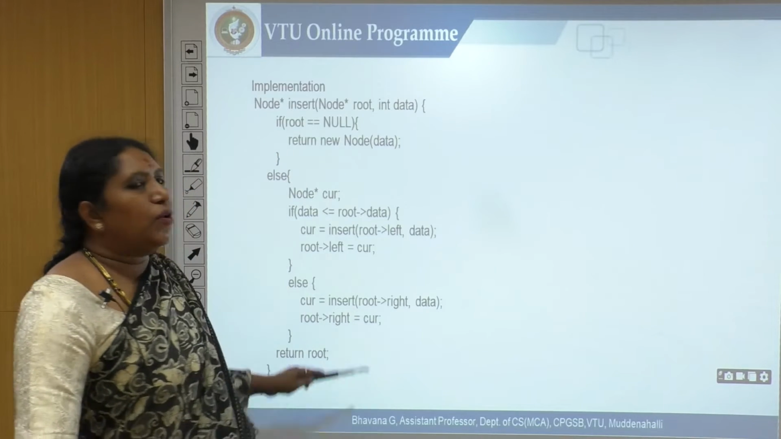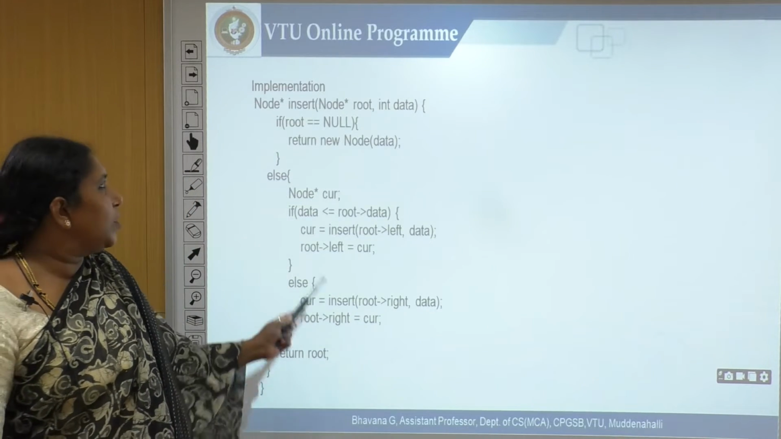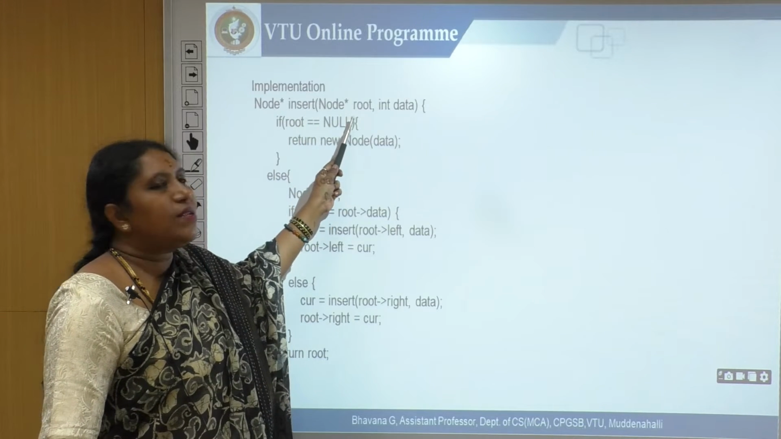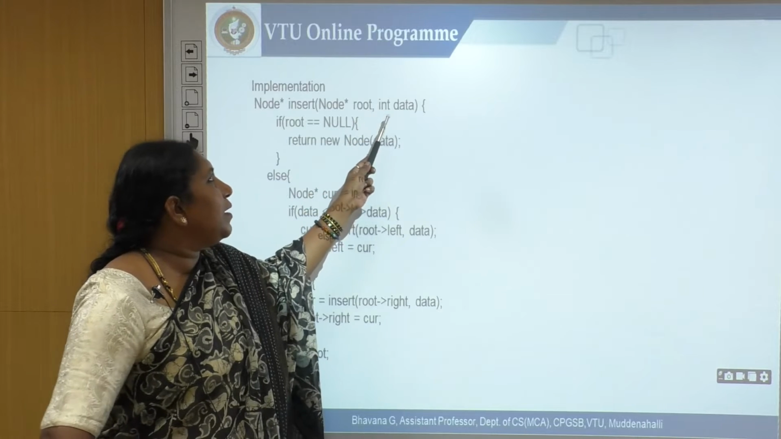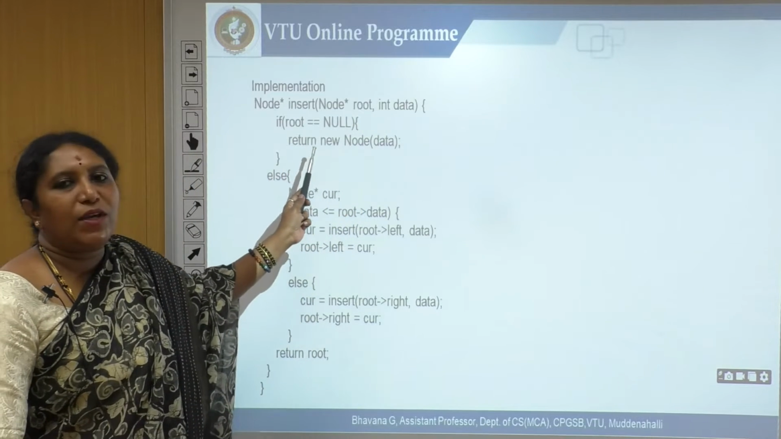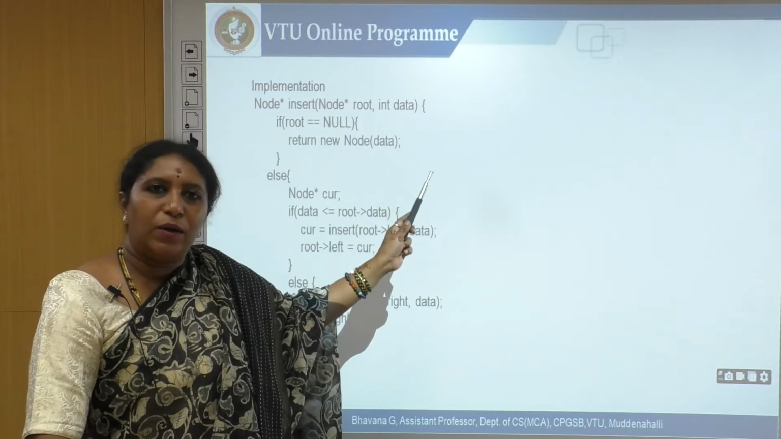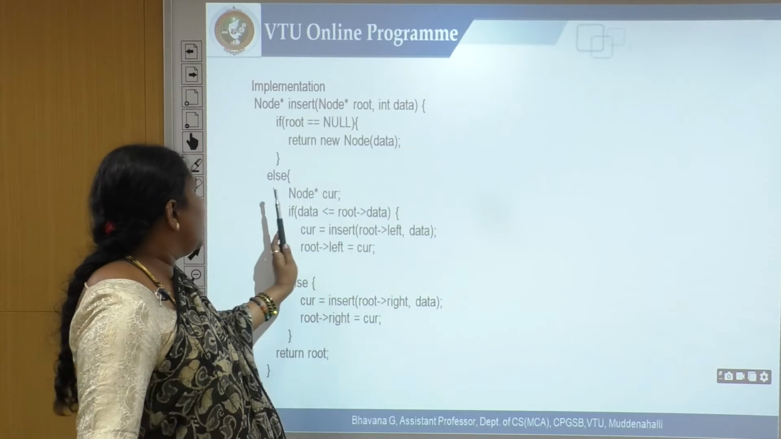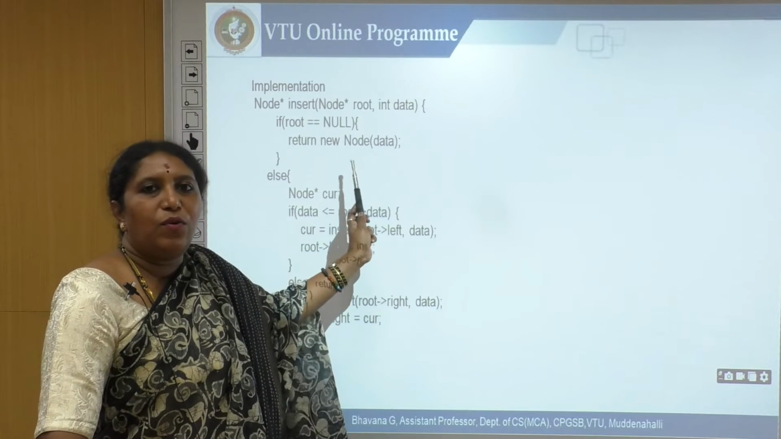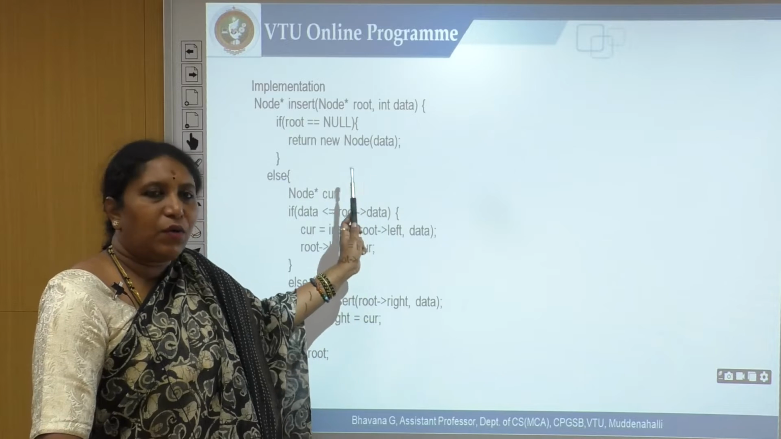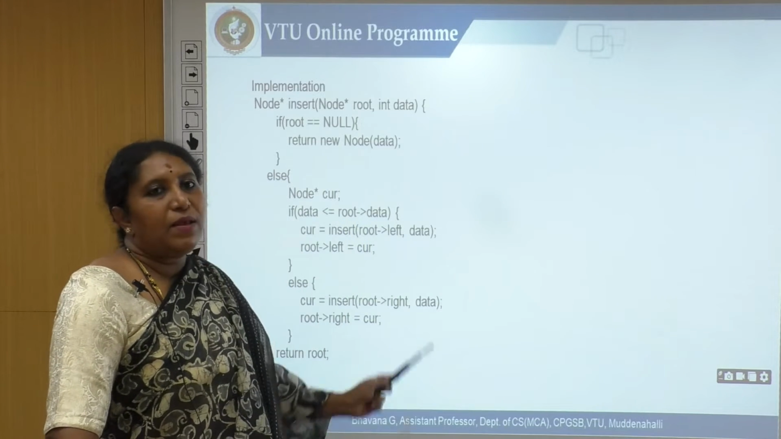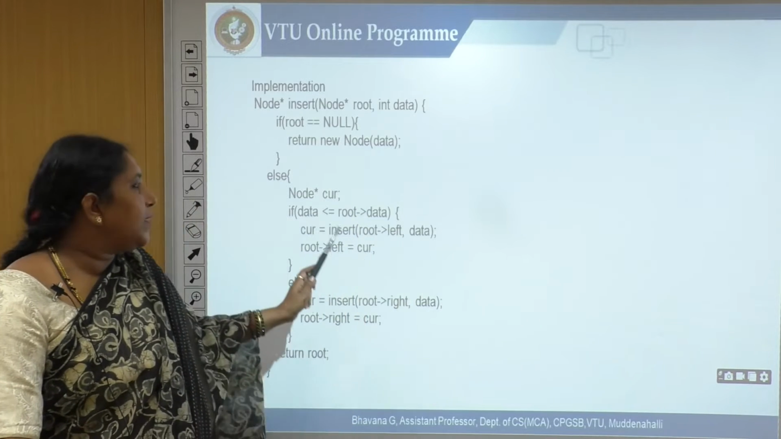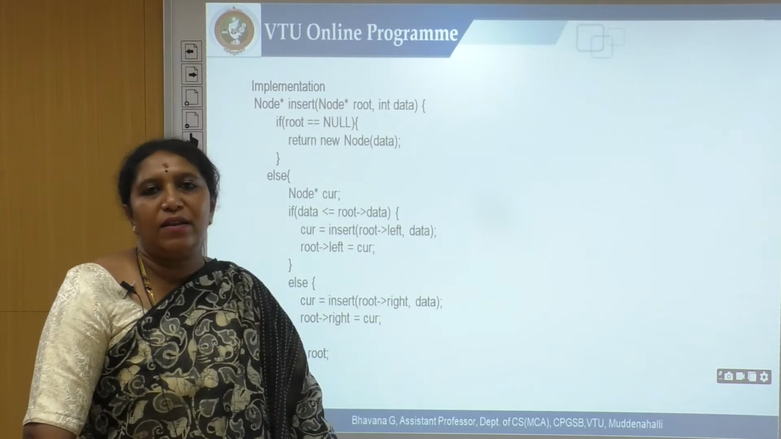So this is the implementation part of that insertion operation. See, I have already created one node, the insert operation. One root node is created and one data for the integer. Then I am checking whether the root node is equal to null. If the root node is null, I am going to return that particular root node. Else, if the root node is not null, if there is an element in the root node, I am going to come here. Once I come here, I am going to check whether the data I am going to insert is greater than the data which is already there in the root node.